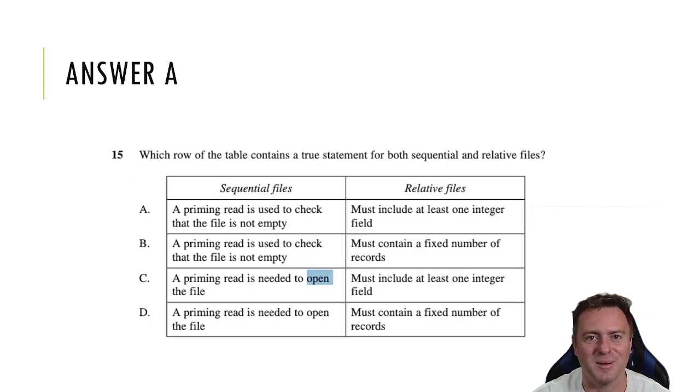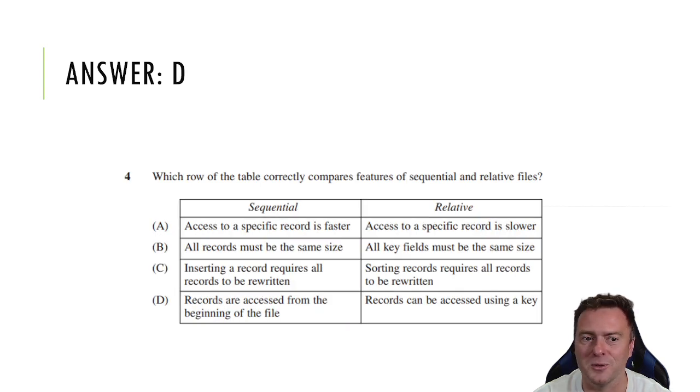I've done it again, sorry about this. So which row of the table contains a true statement for both sequential and relative? And the answer is A. So sequential files allow a priming read is used to check that the file is not empty, whereas relative files must include at least one integer field. So if it doesn't have that integer field, particularly for that first row, it's not so good.